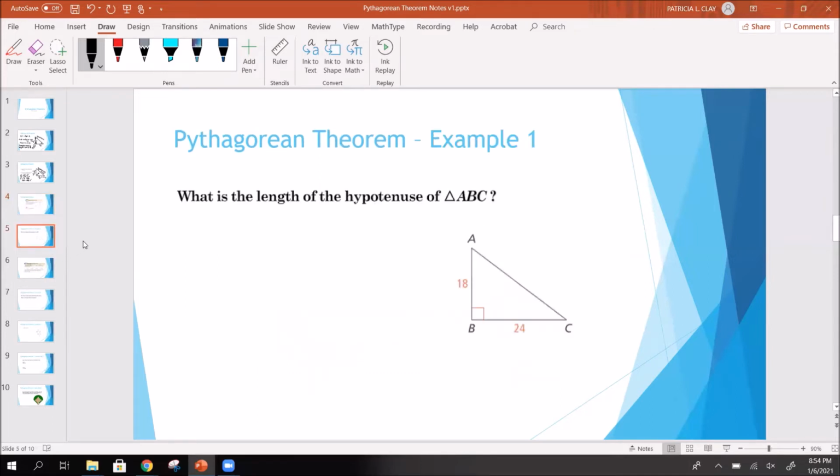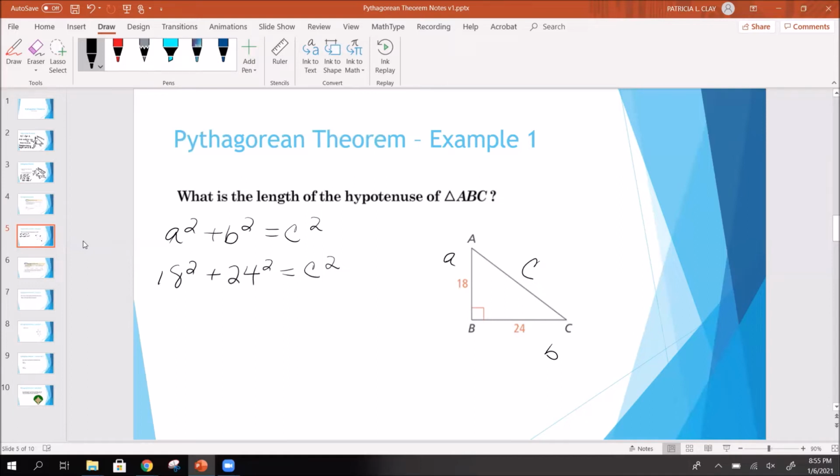All right, so let's add on and find the length of the hypotenuse of triangle ABC. Let's call this one A, this one B, and of course, this is C. So let's write our formula. A squared plus B squared is equal to C squared. So A squared is 18 squared plus 24 squared equals C squared, because we need to determine that one.